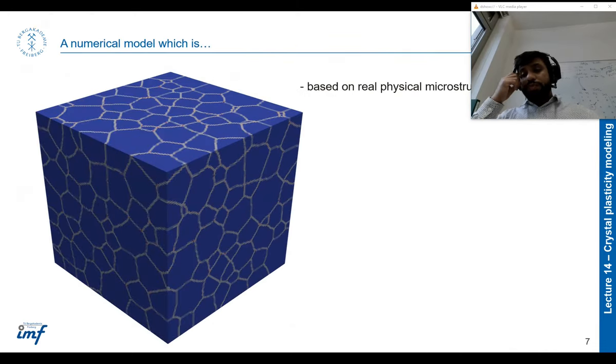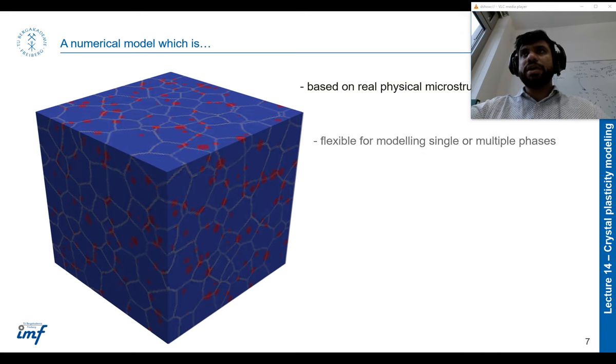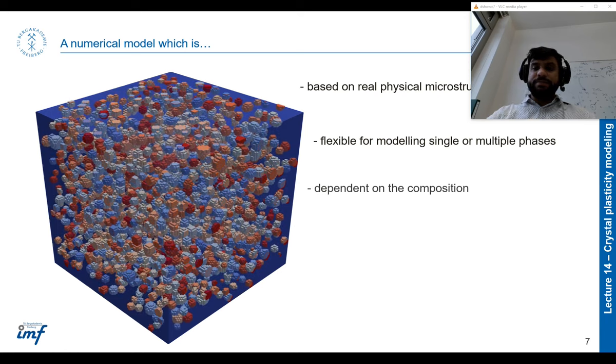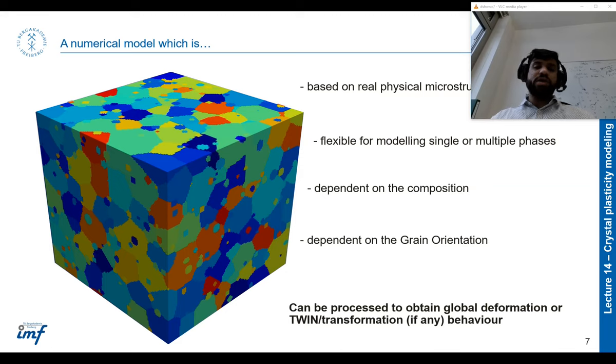So what we do is we run the simulations based on a numerical simulation. We need a numerical simulation model which is based on real physical microstructure, is flexible for modeling single or multiple phases, is dependent on the composition of the material, and is also dependent on the grain orientation of the material. So this is basically how the crystals in a specific grain are aligned with respect to the frame of reference. And then there are several other possibilities in the material.